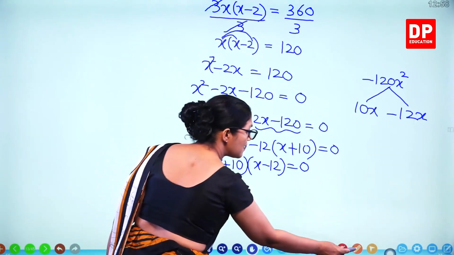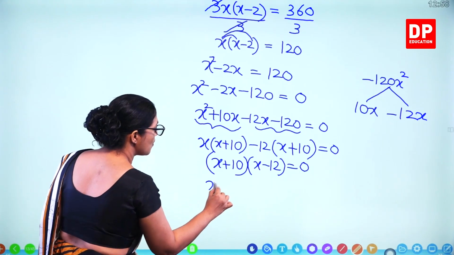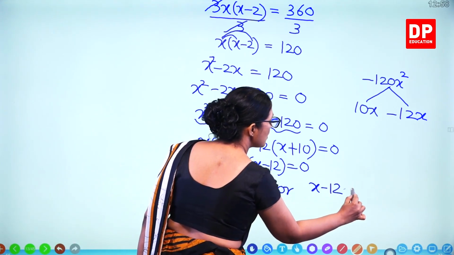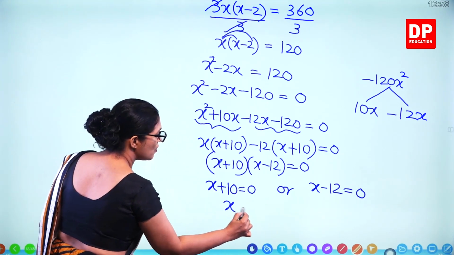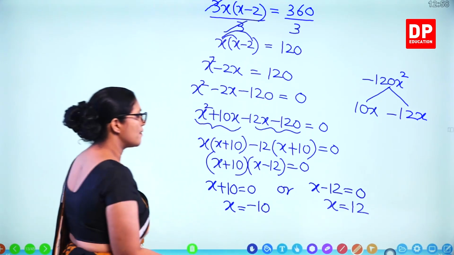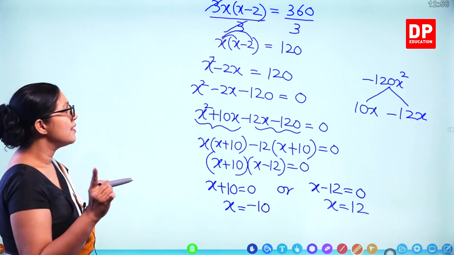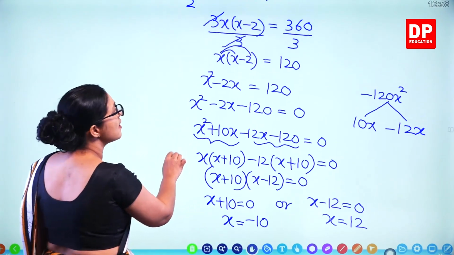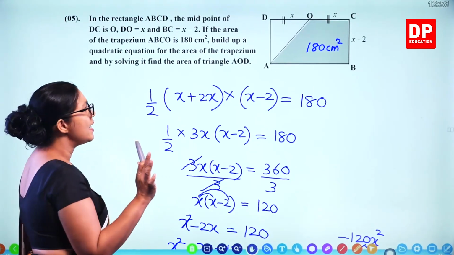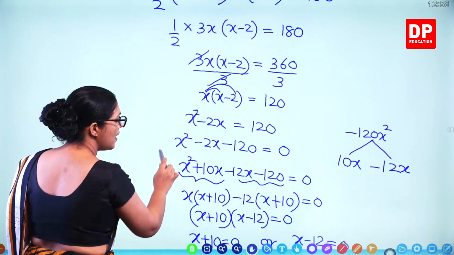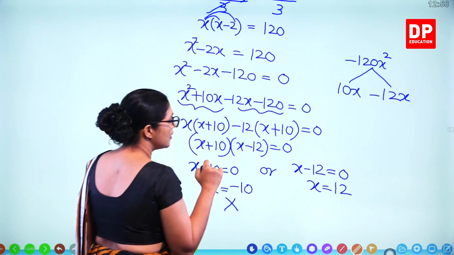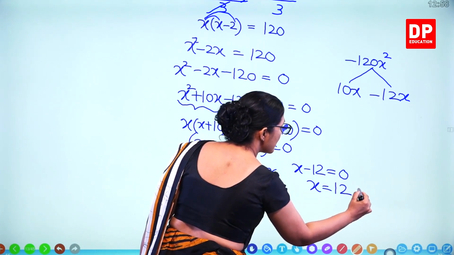Now the 2 factors multiplied is equal to 0. Either this is equal to 0 or x minus 12 is equal to 0. So what are the solutions? Either x is minus 10 or x equals 12. Can you take a negative answer? You can't. Why? x means the length. Length cannot be negative. So you take only the positive answer. So x is 12. So this is the length, so we can say 12 centimeters.